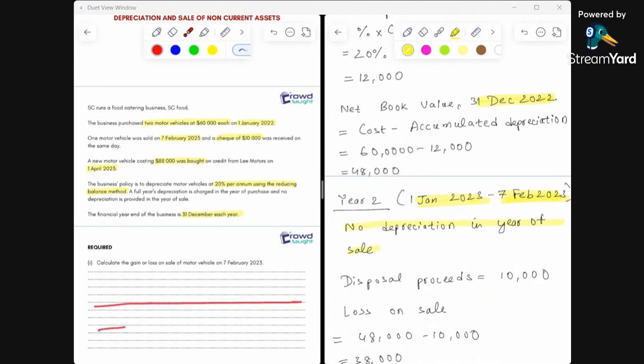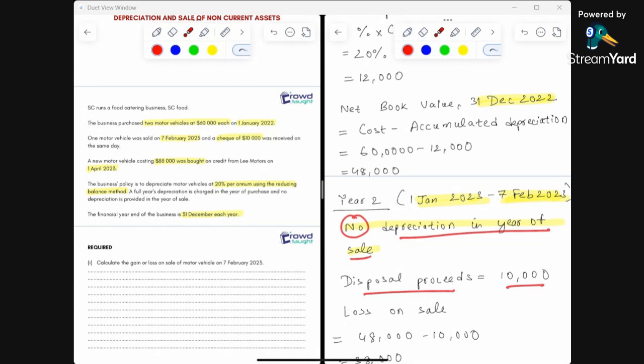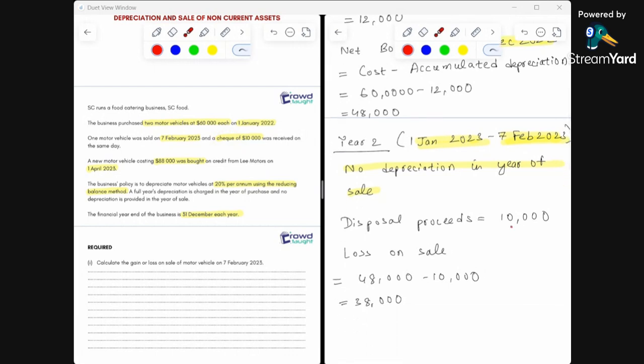So that's why we have got no depreciation in the year of sale. All right. Now, the disposal proceeds, which is also referring to the amount that we would get by selling this motor vehicle, is $10,000, right? Which we have got as a check, right? As you can see, I'm circling it again on the left-hand side, and a check of $10,000 was received on the same day. So check here basically refers to you receiving some funds which you can get directly in your bank account, okay? Now, the disposal proceeds here is $10,000.